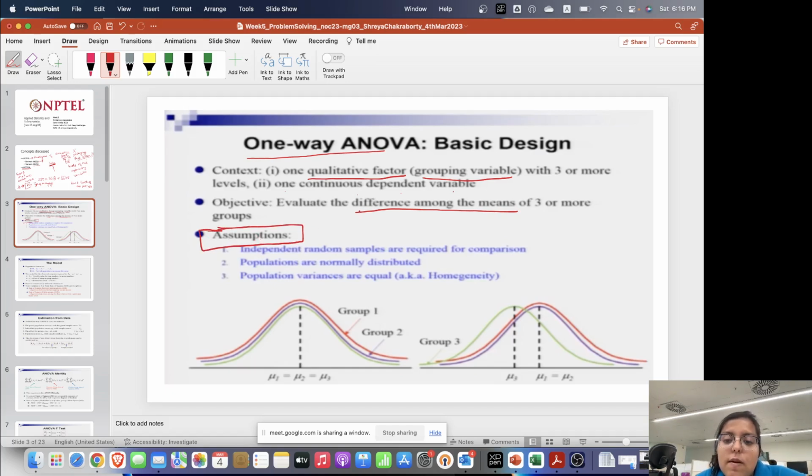So the first assumption is we should have independent random samples for the purpose of comparison. The second one is the populations from which the random sample is being drawn should be normally distributed. And the third and important criteria is that the population variances across each of the categories are equal.